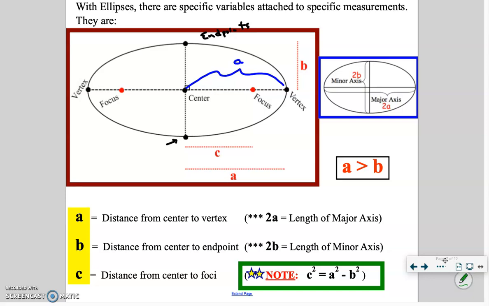Okay? Second one, the center to an endpoint is B. Again, doesn't matter which endpoint, it's going to be the same. The center is not accidentally called the center. It's very intentionally called the center because it is the midpoint. It's the center of the minor axis. It's the center of the major axis. Okay, same thing.